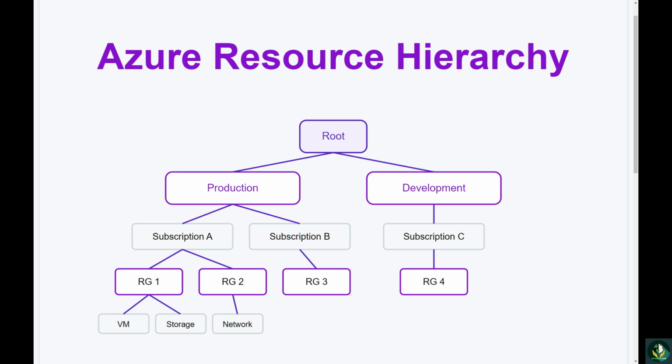Centralized access control. Azure Role-Based Access Control, RBAC, can be applied at any level of the hierarchy. Assigning roles at a higher level, like a management group, automatically grants those permissions to all child resources. This allows for more efficient access management, reducing the need for multiple individual assignments.